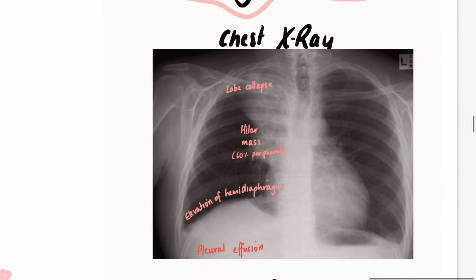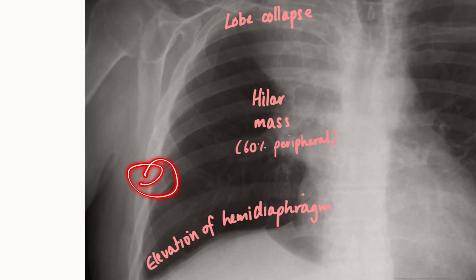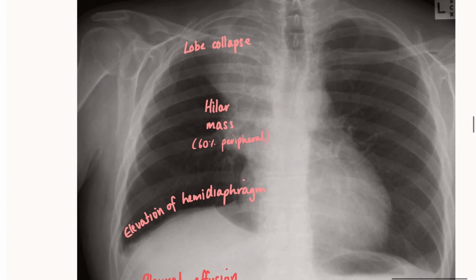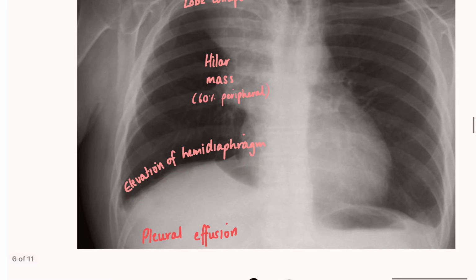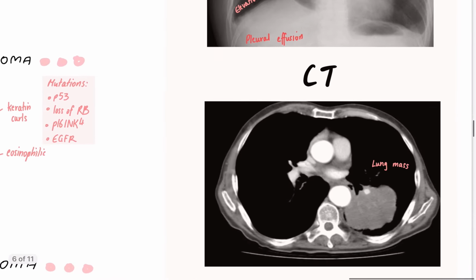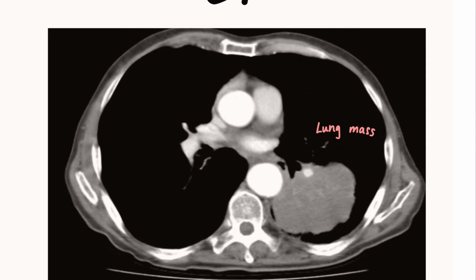But some things that might be seen in a chest x-ray of someone with lung cancer are lobe collapse or atelectasis. And we might see a mass, whether or not this is peripheral like this or central like in this photo, remains to be confirmed. However, 60% of masses are peripheral. You might also get the elevation of the hemidiaphragm and pleural effusion as evidence through the blunting of the costophrenic angles. On a CT scan, which is a nice transverse section of the body, you can look for the lung mass, and you can also look for any metastases.